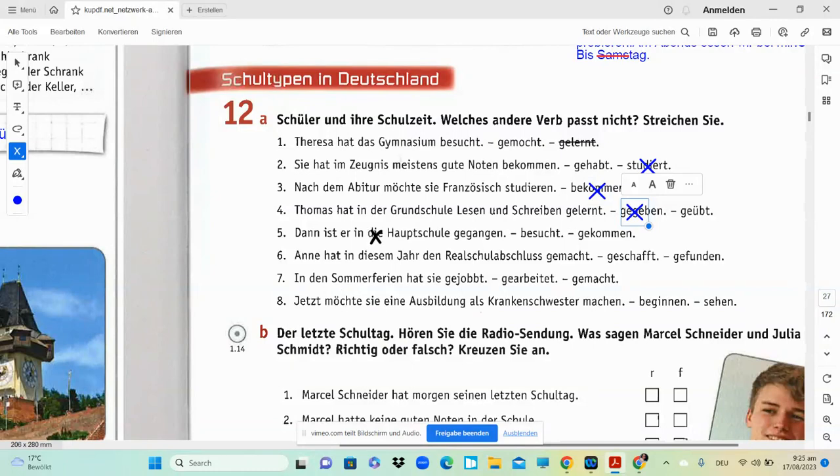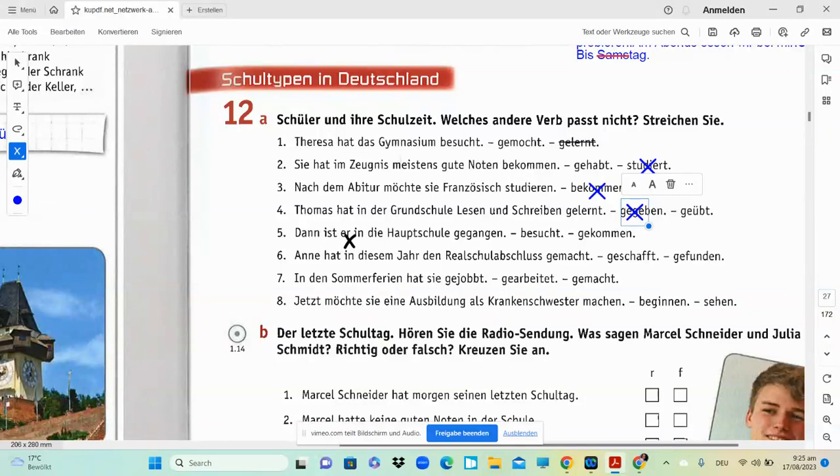Dann ist in die Hauptschule gegangen. So Hauptschule is again the type of school over here. You have Gymnasium, you can see, then Abitur, you have Grundschule, you have Hauptschule, you have Realschule, Abschluss. Okay, so these are the types of schools. You don't have to worry about it. In upcoming chapters, we'll learn about the different types.